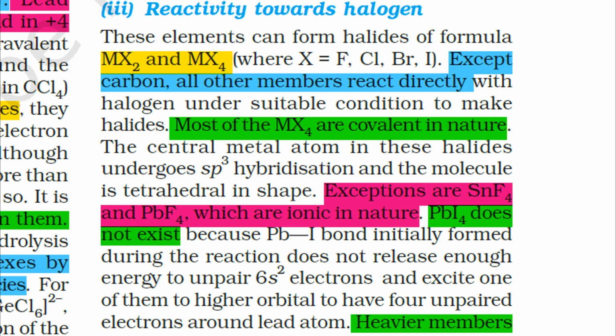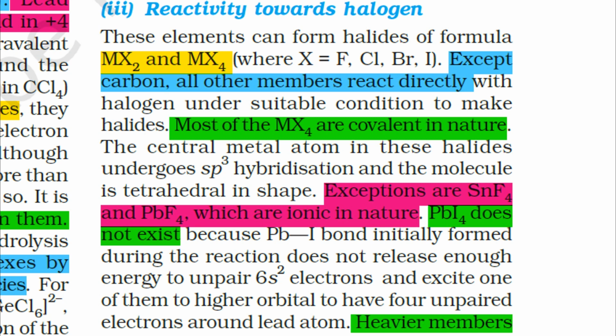Next, reactivity towards halogens. The carbon family forms MX2, that is dihalide, and MX4, that is tetrahalide. Except carbon, all other members react directly with halogens under suitable conditions to make halides. Most of the tetrahalides, that is MX4, are covalent, where the central atom is sp3 hybridized with tetrahedral shape, but the exceptions are SnF4, tin tetrafluoride, and PbF4, lead tetrafluoride. Those are ionic in nature.